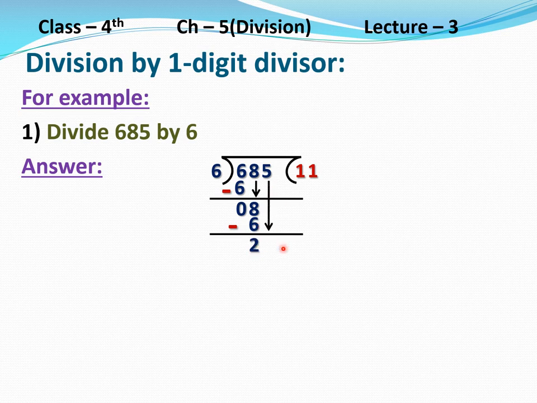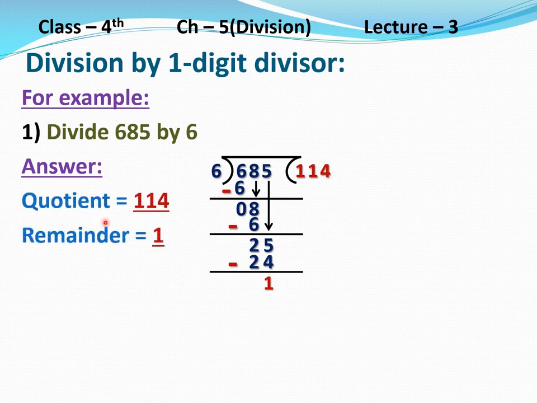Now we will take next number, that is 5. Okay, number is 25. Now multiply 6 by that number so that it is equal to 25 or less than 25. It should not be greater than 25. 6 4s are 24. Write 4 here and write 24 here. Now we will do subtraction. 5 minus 4, 1. Write 1 here. 2 minus 2, 0. Okay, now see. Hence quotient is 114 and remainder is 1.